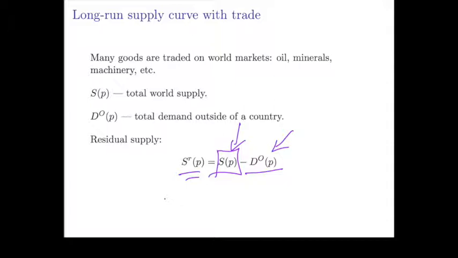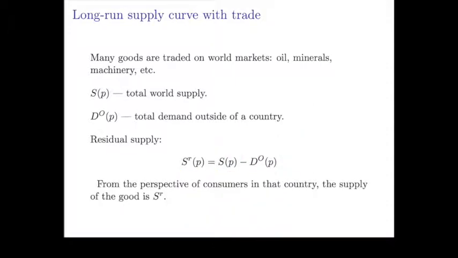So the world is at the price P, all the suppliers in the world together give us this much. Let's call it S. All the other consumers in other countries other than Canada demand this much, D_O. So what's left over of this supply is S minus D_O. And that's what we call the residual supply for the consumers in the country that we're doing the analysis from the perspective of, like Canada. So from Canadian consumers' perspective, it's as if the supply were just S_R.